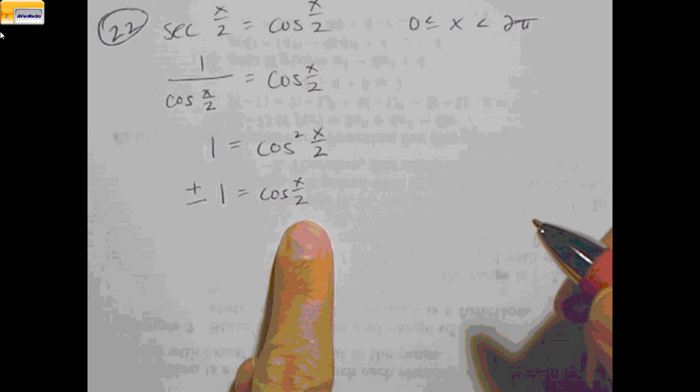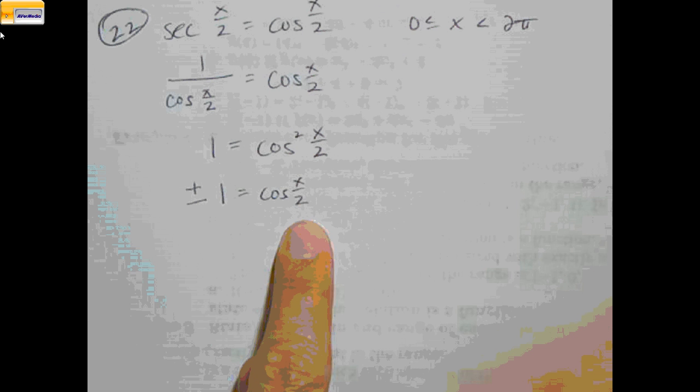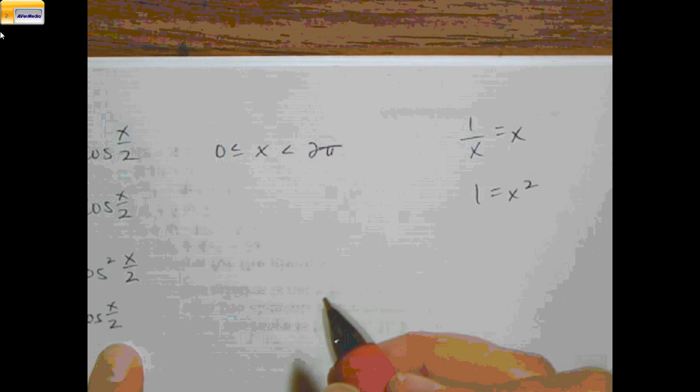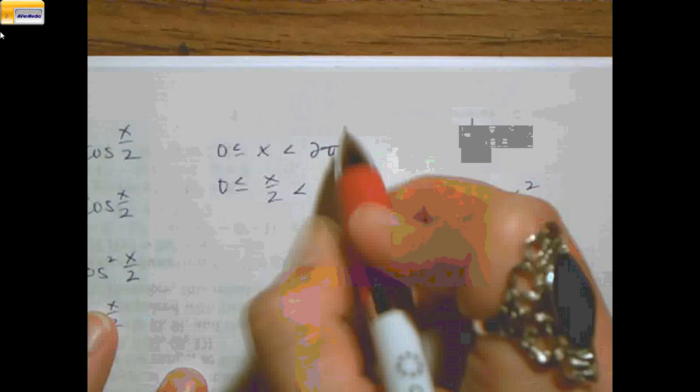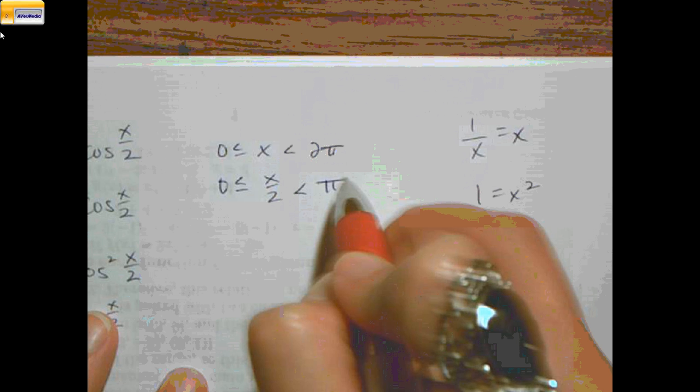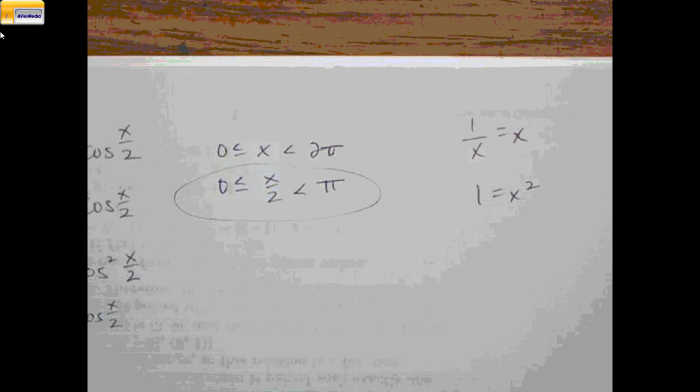Now here's the thing. I'm not going to be able to get this to just look like an x without a bunch of trouble. So I think we also need to halve our interval here. Half of 0 is 0, half of x is half of x, half of 2 pi is pi. Let's solve for this interval first. 0 to pi.